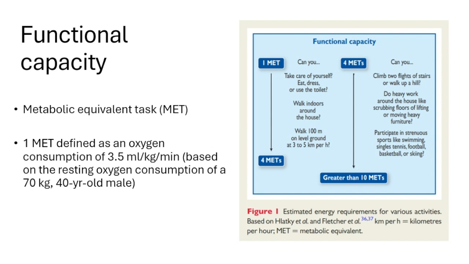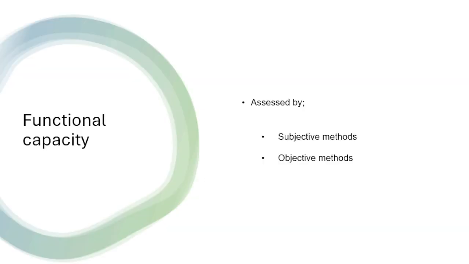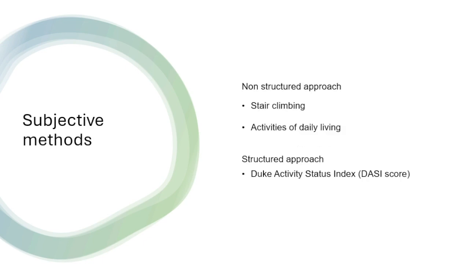How do we assess the functional capacity? There are subjective methods and objective methods. Most of the time, we use subjective methods to assess this functional capacity. In the subjective methods, we always ask the patient about stair climbing or the activities of daily living, and then we assess the MET value according to his daily activities.